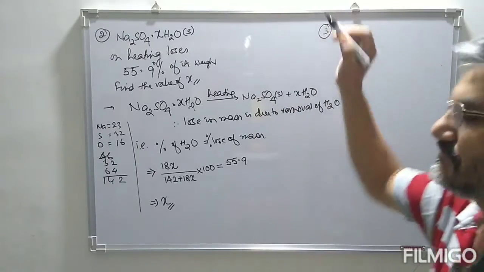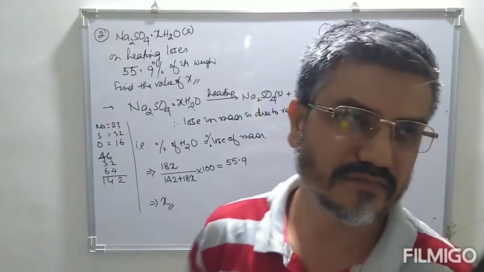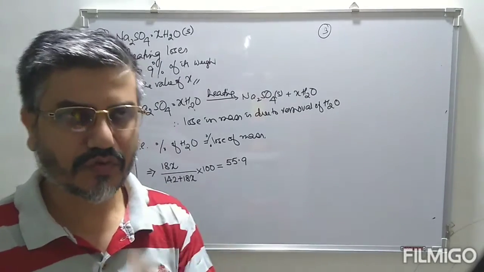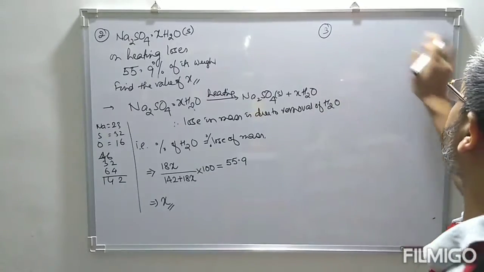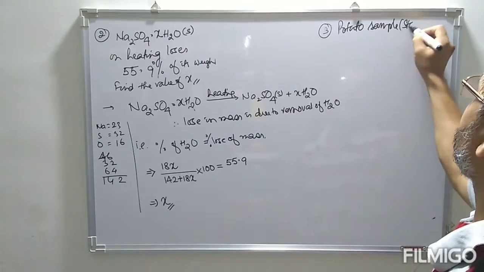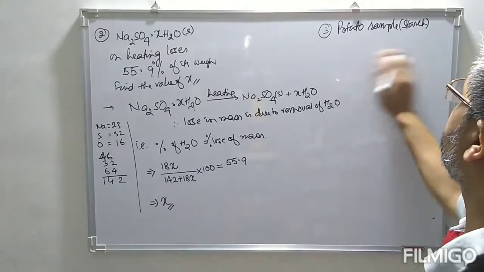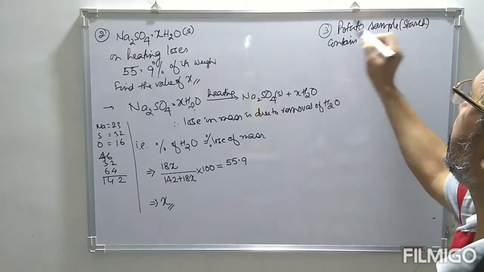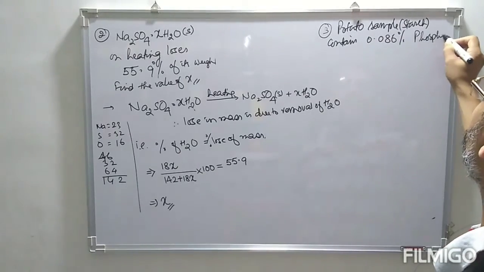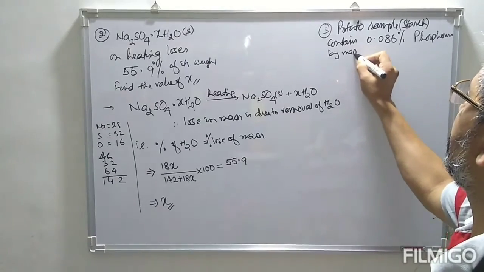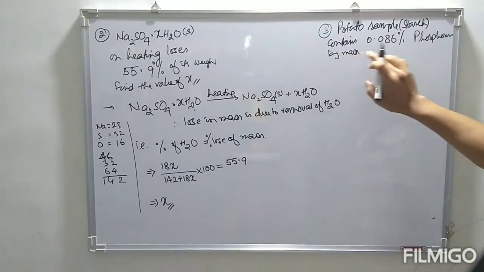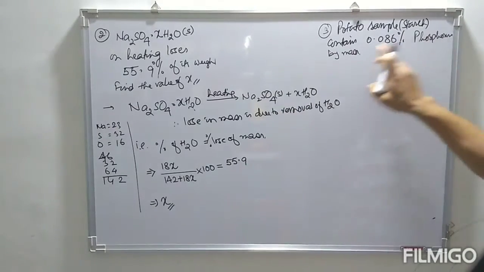Let me give you another example. Now we have a potato. A potato is a starch. A sample of potato starch, on analysis, contains 0.086% phosphorus by mass. So we have a sample of potato starch. Analysis of this sample shows 0.086% phosphorus by mass.